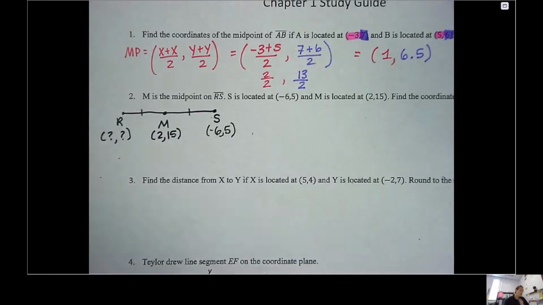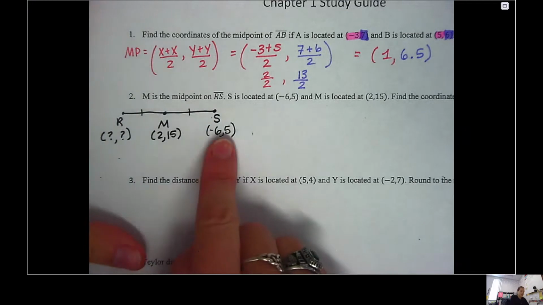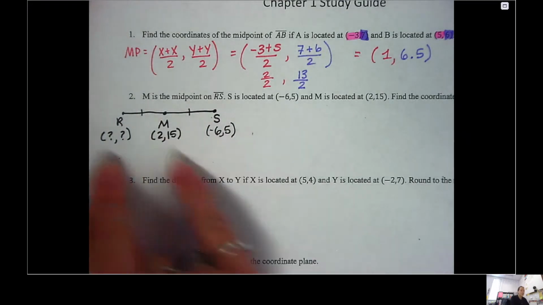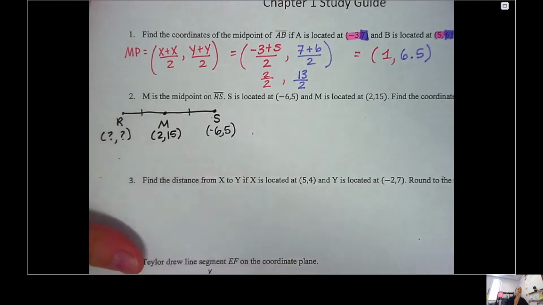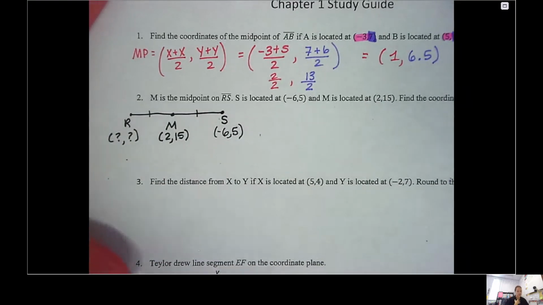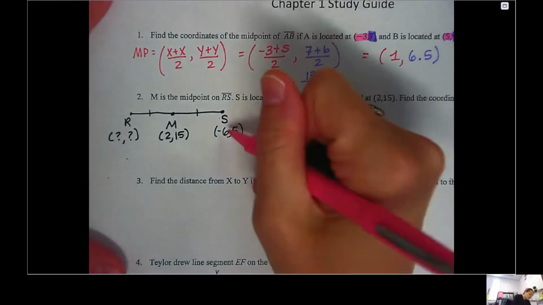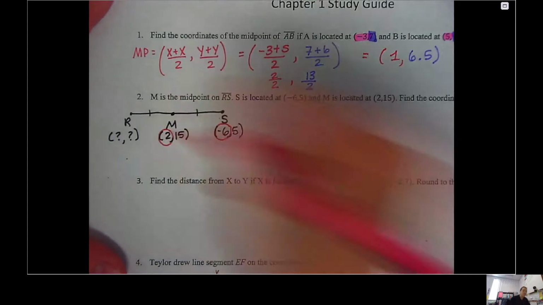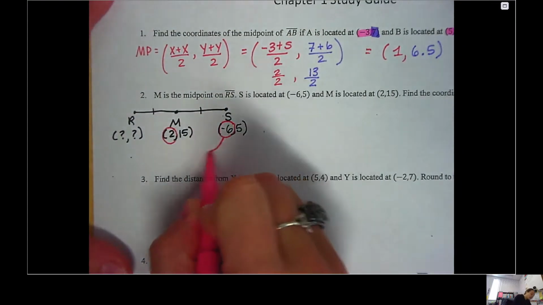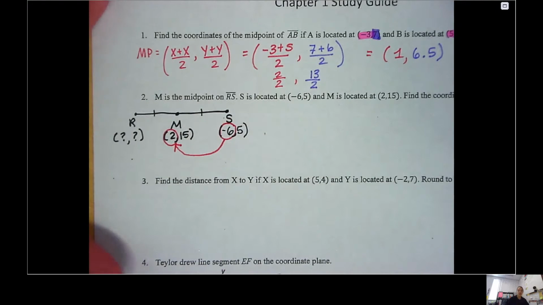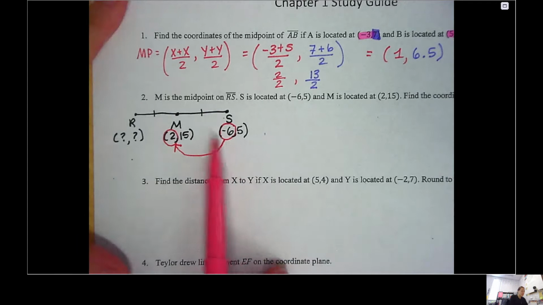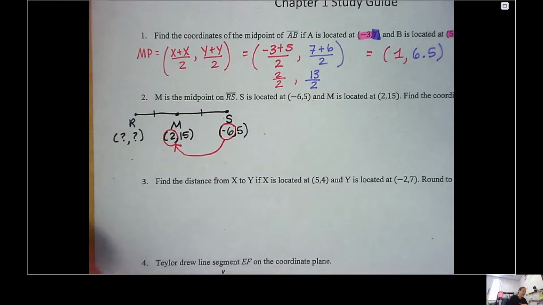I want to figure out what the x and y coordinates are for point R. All I have to do is figure out the pattern to get from point S to point M, and I better have the exact same pattern over here, because they are congruent pieces. M is the midpoint. Looking at just the x values, I'm moving on a number line from -6 to +2. Think about walking on a number line. I move 6 units to get to 0 and then another 2, so in total I move 8 positive units.